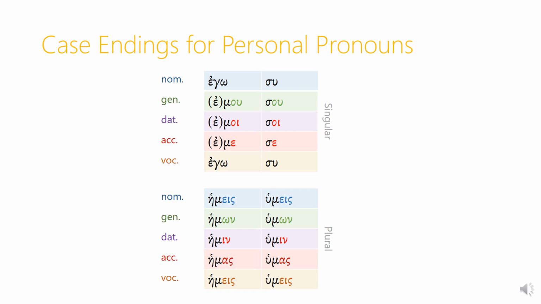In the plural, here again, this is the one place where hemeis and humeis have irregular endings. So the dative of hemeis doesn't use the sigma or si ending that's usual in the third declension. Instead, we have hemin with iota nu, and the dative plural of humeis, to you or for you, is humin, again with that iota nu ending.